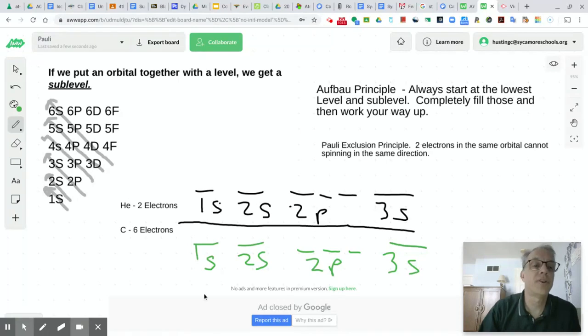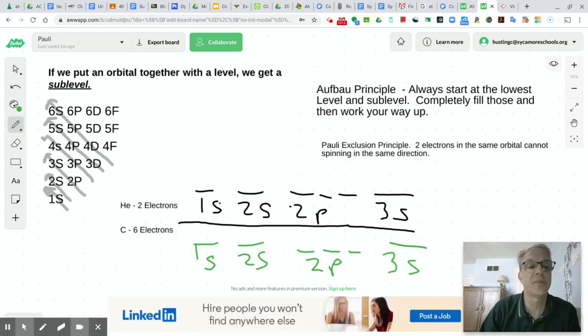This Aufbau chart is invaluable. It gives us the correct order that works 90% of the time. We'll talk about the exceptions later. So let's take helium. We're trying to find the quantum numbers for helium. Well, helium has 2 electrons. I could put them in any of these levels and sublevels.